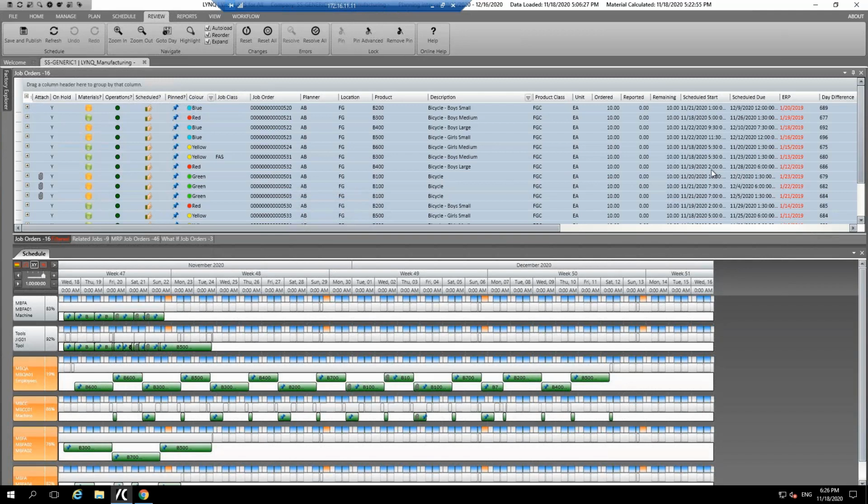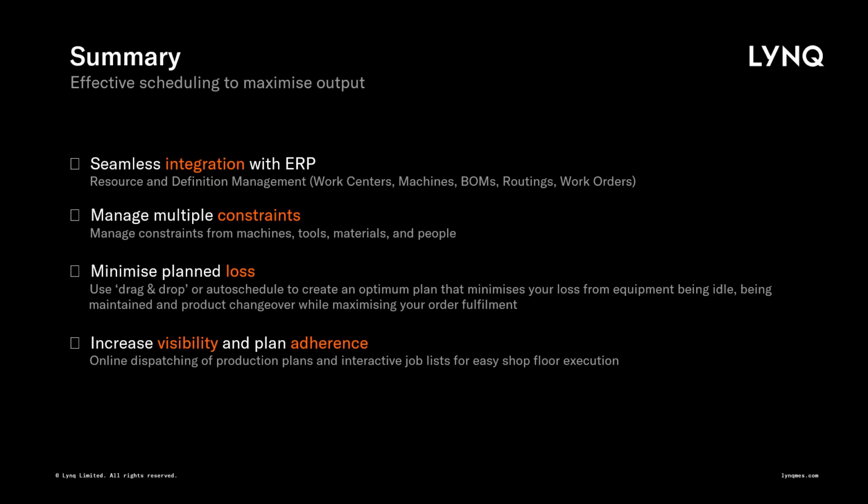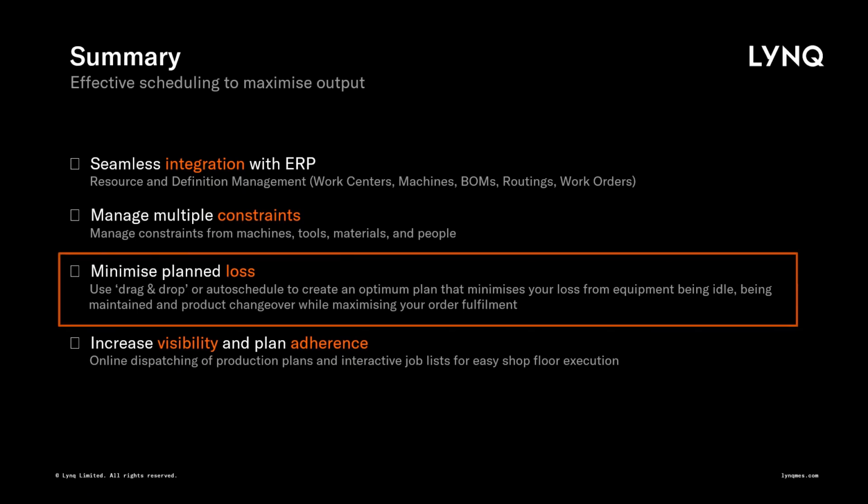Now, referring back to the scheduled start and due dates, what has happened in this save and publish process is that these updated dates have been written back to your ERP, ensuring a closed loop of information. A second thing that has happened saving and publishing this plan is that it has been dispatched into online visualization and interactive job lists for easy execution on your shop floor. We saw with the drag and drop methods that you're able to create optimum plans leveraging finite capacity, ultimately maximizing your order fulfillment.